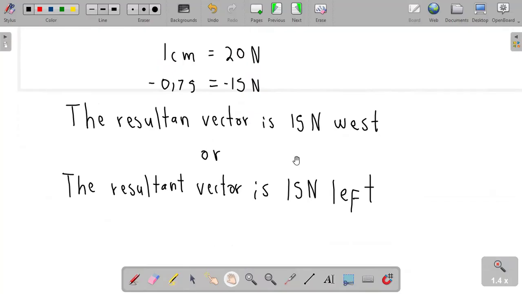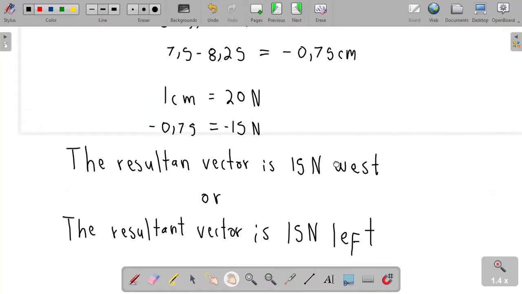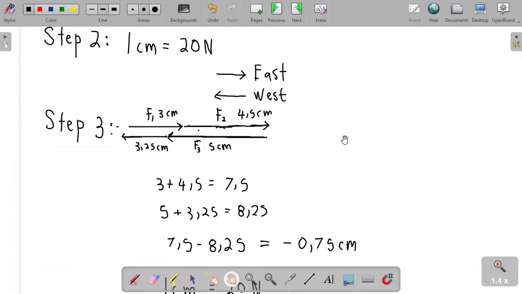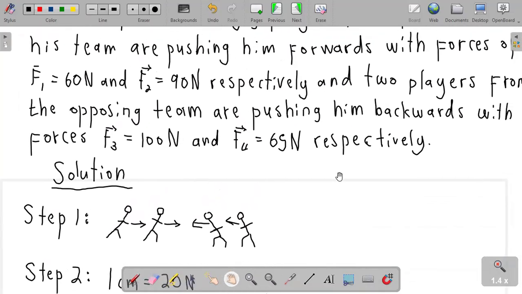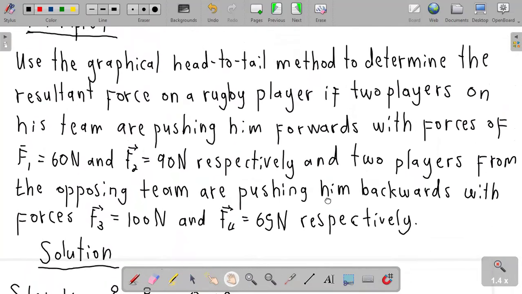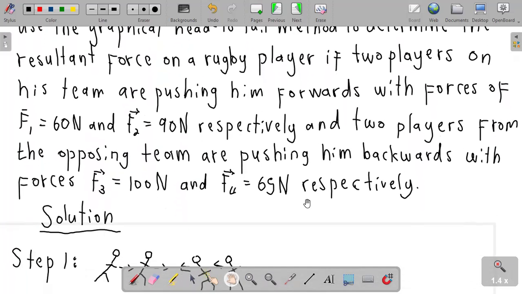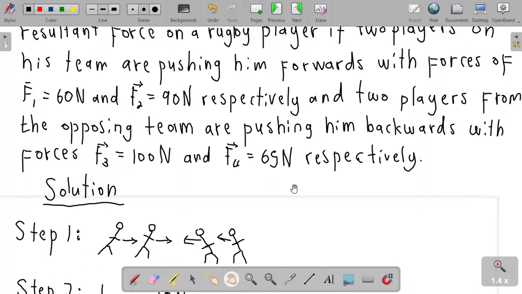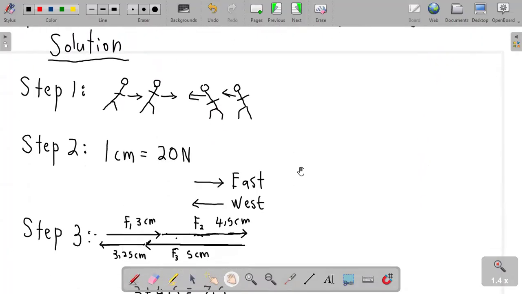Let's leave it here for lesson 6. You can write down everything that you thought was helpful. I just wanted to show you the tail to head method. In lesson 7, we'll do example 2.